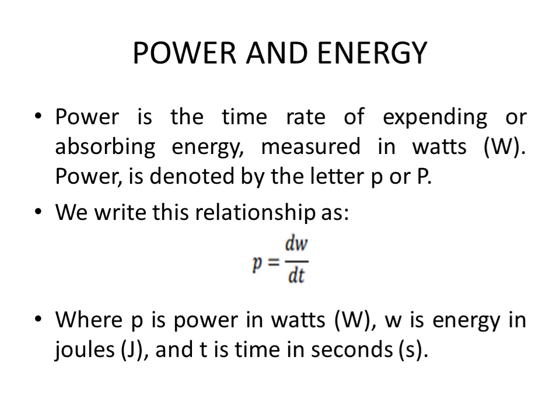So power is the rate of expending or absorbing energy, measured in watts, which is indicated by the letter W, and the power is denoted by capital P or small p. Okay, so simply we can define it as how much energy is consumed during some time period. So dW by dt, where W is work done, nothing but energy, dt means time, which is in seconds. So from this we can write the unit for power, not only watts, which is also joules per second.